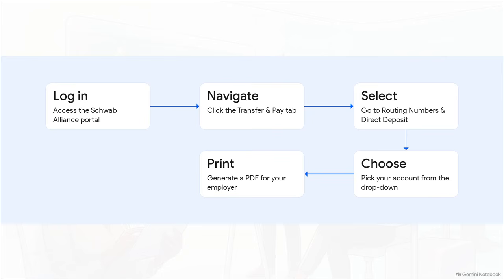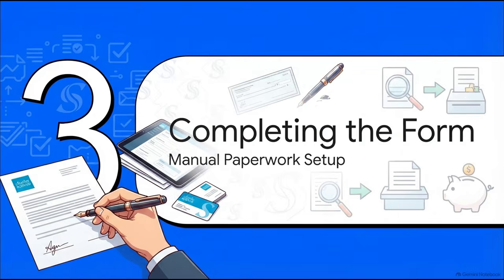Next, click the Transfer and Pay tab up in the header. Select routing numbers and direct deposit, pick your specific account from the blue drop-down menu, and hit Click to generate a printable PDF. Boom! Schwab dynamically creates a document containing your exact coordinates. Zero guesswork required.